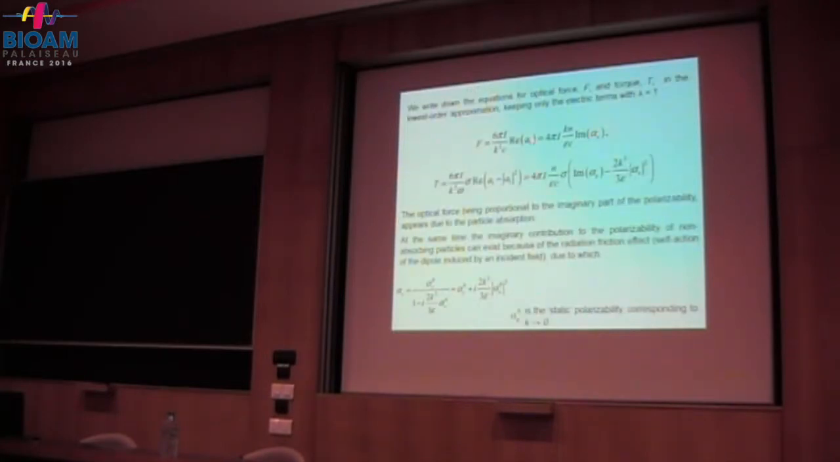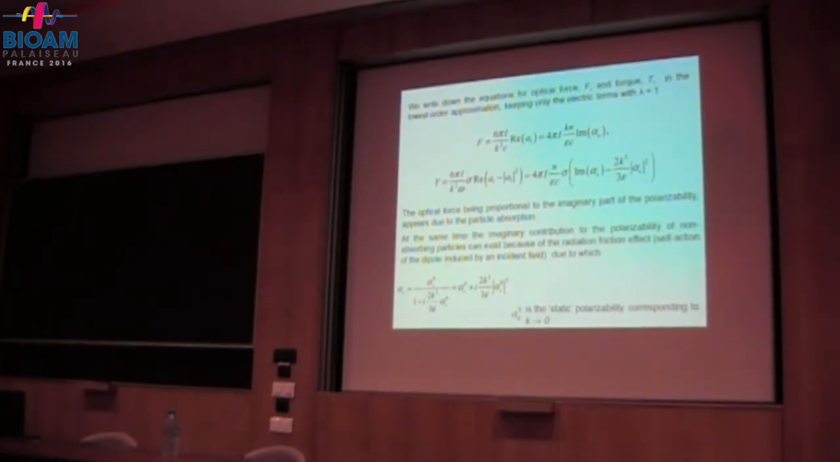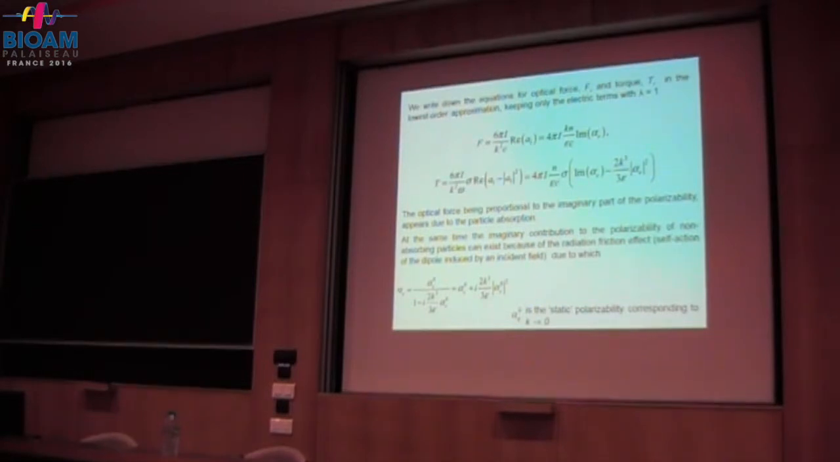We write down the equation for the optical force and torque in the lowest order approximation, keeping only the electric terms in this form. The optical force, being proportional to the imaginary part of the polarizability, appears due to the particle absorption. At the same time, the imaginary contribution to the polarizability of non-absorbent particles can exist because of the radiation friction effect, due to which we have this form for this coefficient, where alpha to the power 0 is the static polarizability, whereas k is as shown.